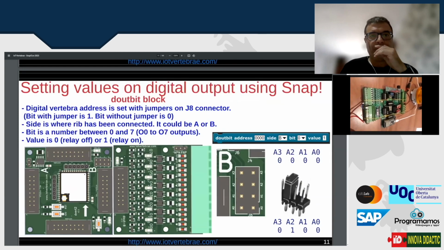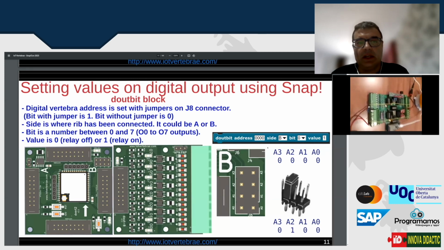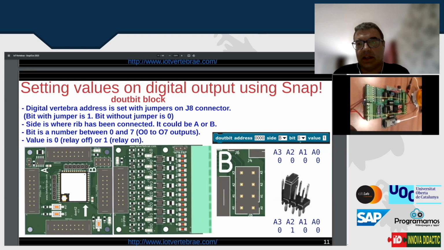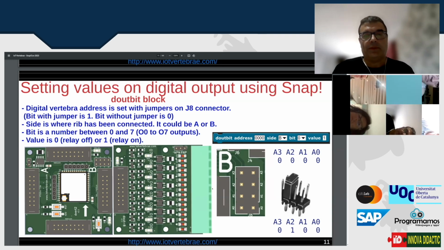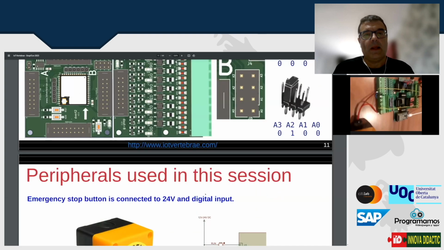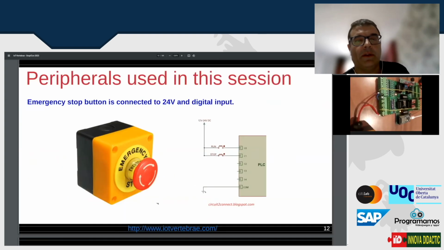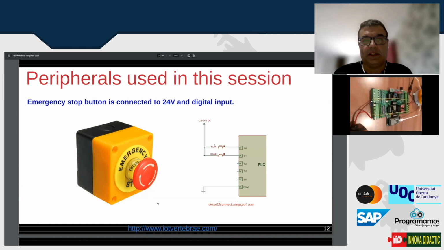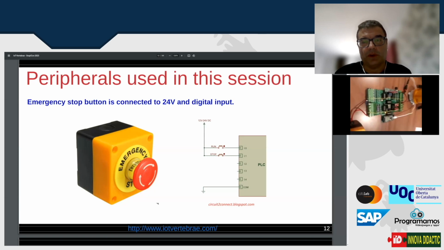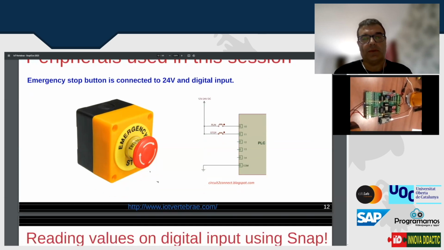Here we have the digital output using just the out bit, which sends a bit from 0 to 7, a value of 0 or 1. For the input, we can use this emergency stop button, and it is connected on one side to 24 volts. The other side is the input, and when we press it, we are able to read if it's pressed or not.